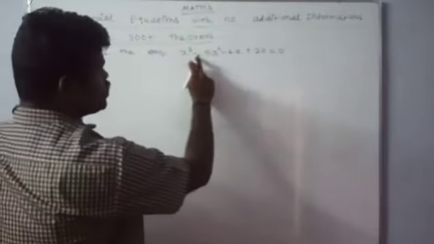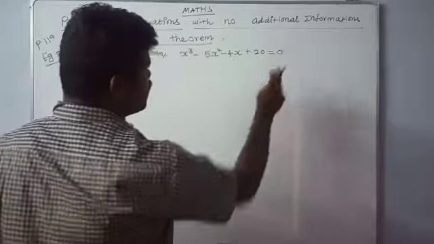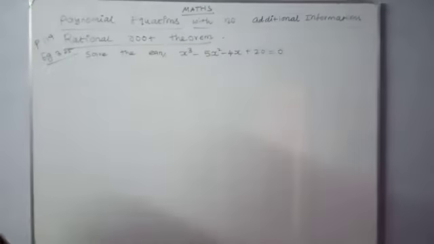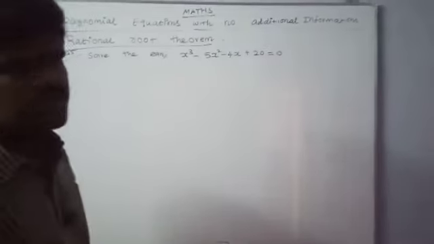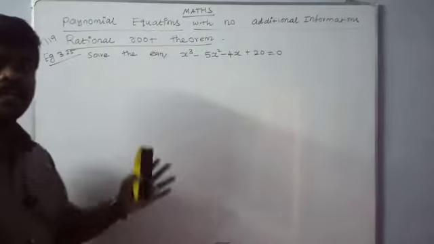Solve the equation x cube minus 5x square minus 4x plus 20 equal to 0. In this sum, there is no additional information. We want to find the roots. How to find the roots? First of all, we have to try the trial and error method. So what is the trial and error method?